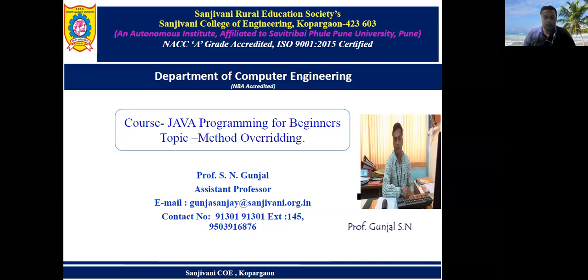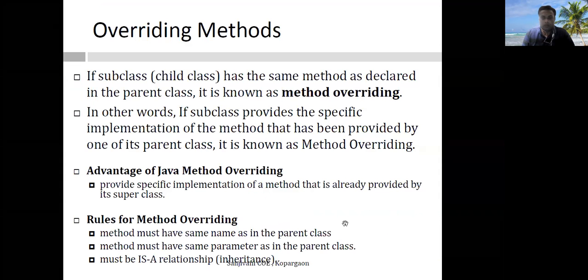Here, the Java programming language supports two types of polymorphism. One is compile time polymorphism and the second one is runtime polymorphism. Compile time polymorphism is achieved in Java through the concept of method overloading, whereas runtime polymorphism is achieved in Java through method overriding.